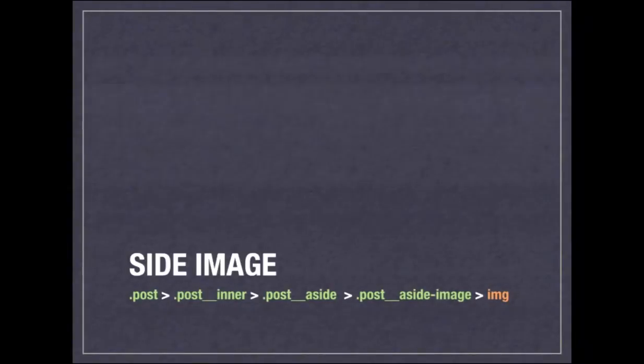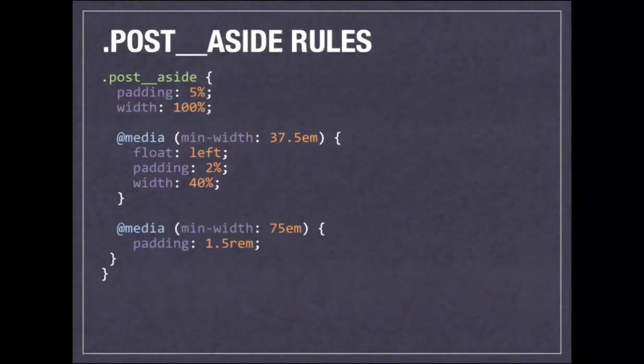Okay, so what about that side image, that sidebar image of the cat? Again, we have the post HTML element, then there is the post inner, and then post aside image and IMG. And we're going to look at the rules here. We already looked at post. We look at the rules, and there's nothing that's going to affect the CSS in post inner, and there's nothing in post aside image. So all we have to do here is understand the post aside, and then we'll understand how that layout works.